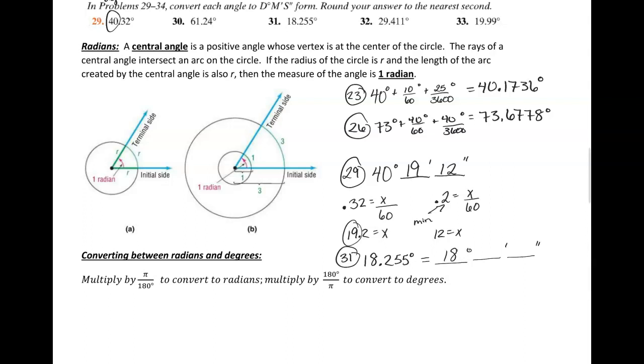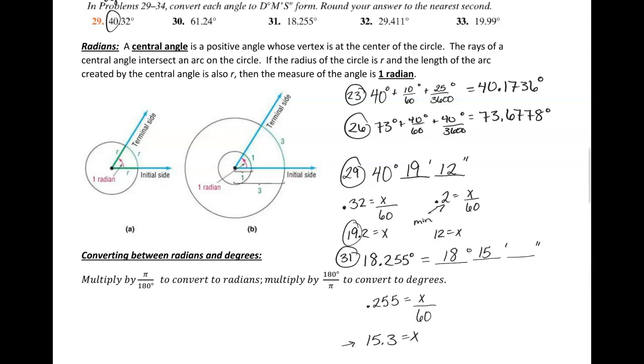Now we've got to convert that 0.255 into minutes and seconds. So we're going to start by converting it into minutes. I know that that's going to be equal to x over 60. I'm trying to figure out what part of 60 is going to be the number of minutes. That x is going to be the number of minutes. So if I multiply both sides by 60, I'm going to get 15.3. So that whole number is going to tell me the minutes.